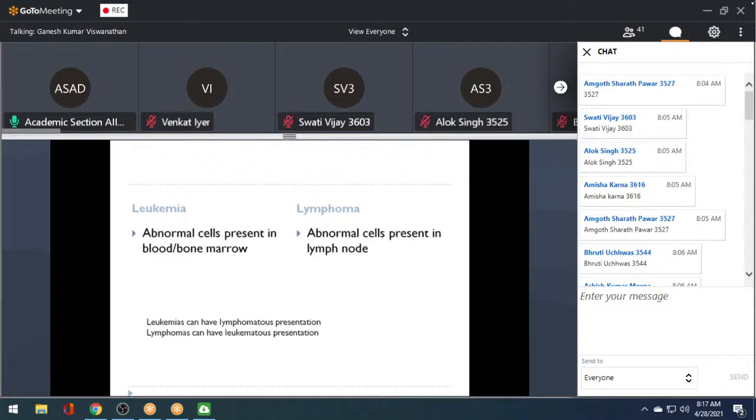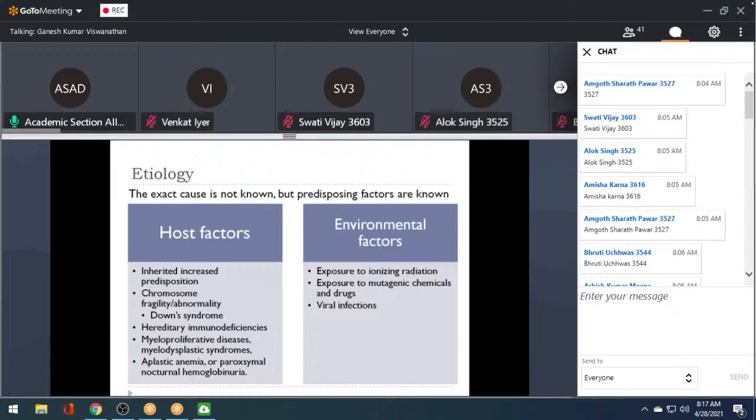So this is not a 100% cut and dried criteria. Leukemias can have a lymphomatous presentation, meaning this type of cells can present within the lymph nodes. And lymphomas, also during late stages, can spill from the lymph node into the blood and bone marrow. So basically, all these leukemias and lymphomas are interconnected tissues. Primarily, they have one type of presentation, but otherwise, they can evolve from one stage to another.